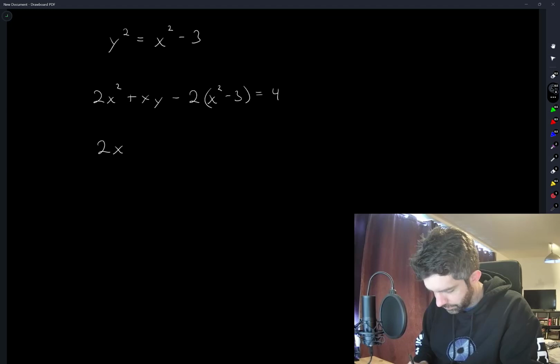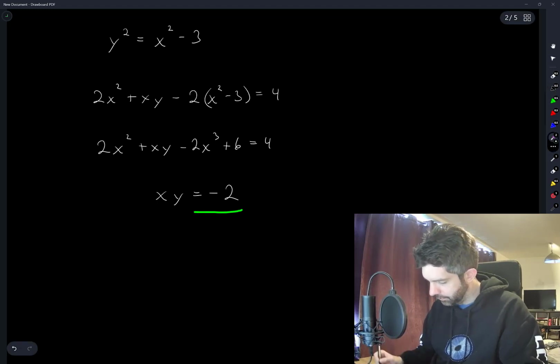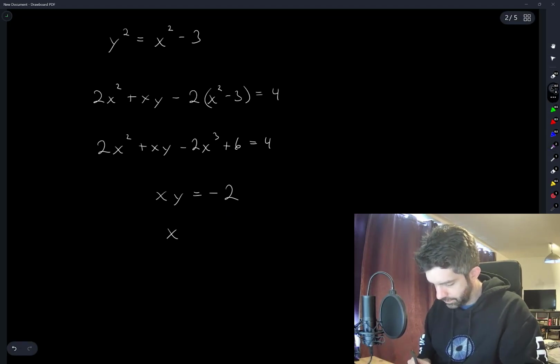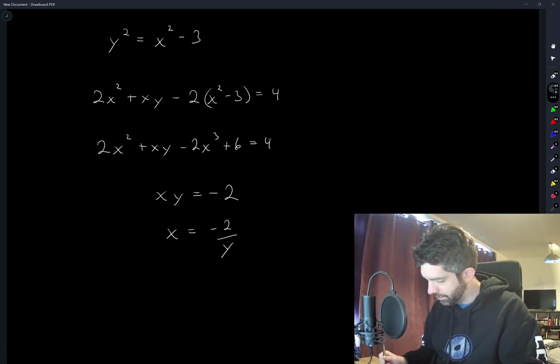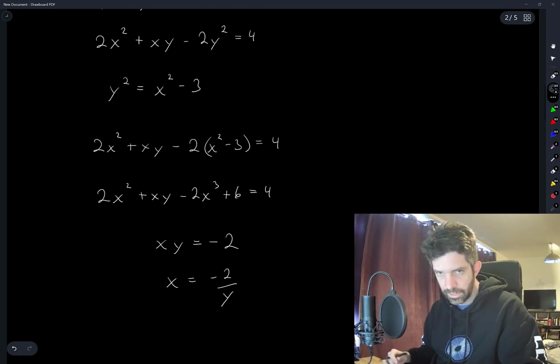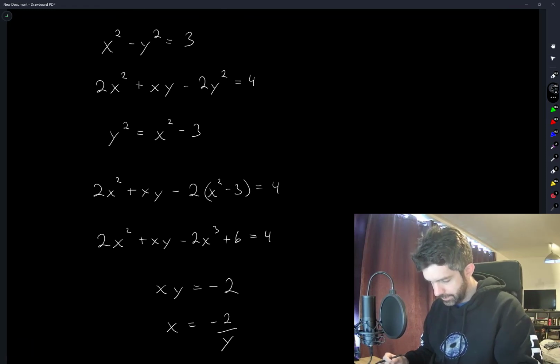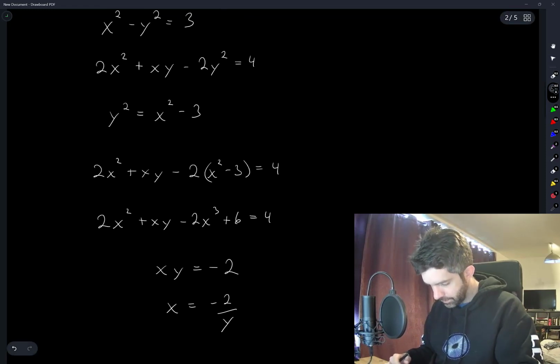So if I expand this, 2x squared plus xy minus 2x cubed plus 6 is equal to 4. So this says that xy is equal to negative 2. Okay, and so that of course means that x is equal to negative 2 over y. And I wonder if substituting that back into one of the equations helps very much. It should.